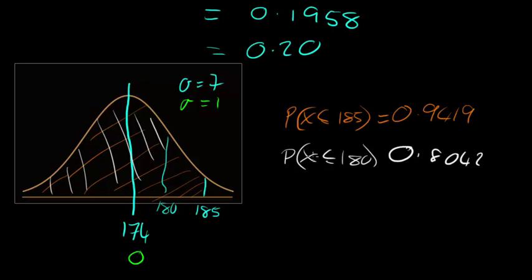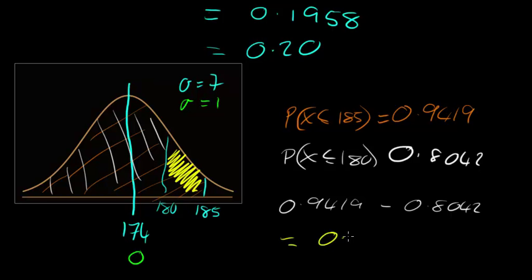So the chance of it being in between those two values should in theory be 0.9419 minus 0.8042. So this area that I'll highlight in yellow should come out to be, what's that going to be? 0.1377. So again, round it to two significant figures. And that gives us the value for that bit there.